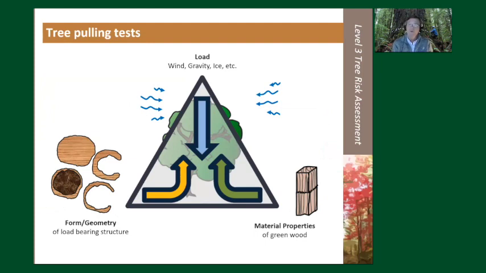Those tools do not give us answers, and they do not give us the likelihood of failure of a part. They give us clues that we need to understand, we need to interpret in the context of the whole tree, the species of the tree, etc., before we can give an opinion about the likelihood of failure.